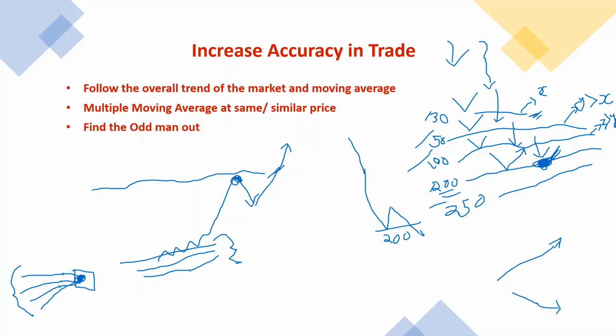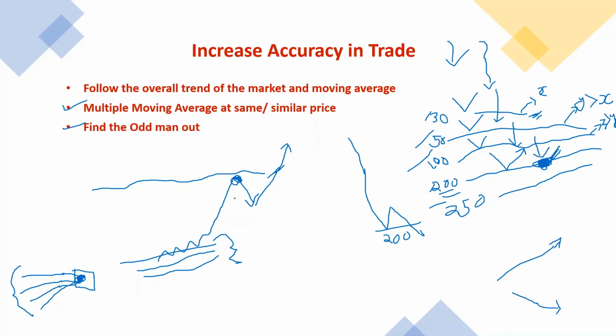I'm not saying that you will not find this. You can find multiple moving averages converging in almost all stocks. If you go a bit back in my video, you'll see that in Hindustan Unilever also there was a point where all the moving averages were coming at a similar place. This happens in all stocks, and I have seen that find the odd man out happens most of the time.